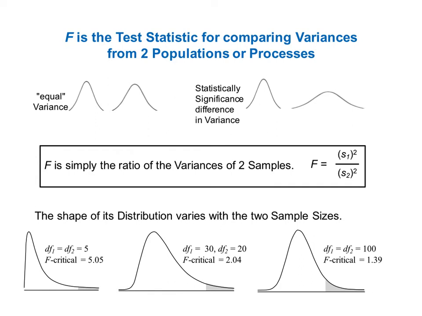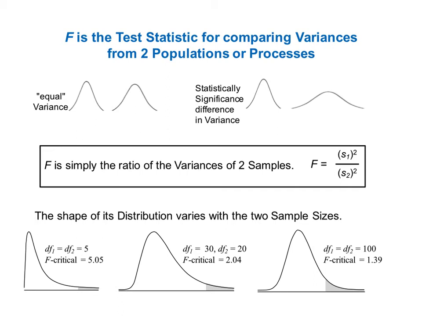F is the test statistic used for comparing variances from two populations or processes. As such, it is analogous to the two-sample t-test, which does a similar thing with means. Roughly equal variance is a prerequisite for being able to conduct a number of statistical tests and analyses, including ANOVA and the two-sample t-test. F is also used behind the scenes in the calculations performed by ANOVA.